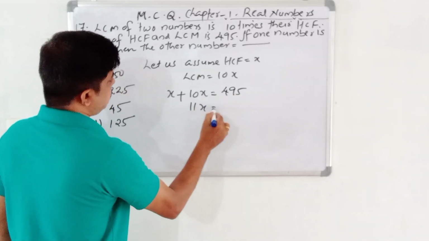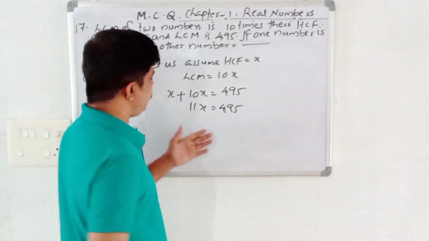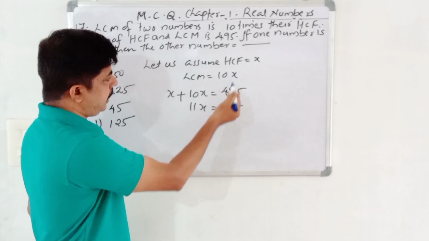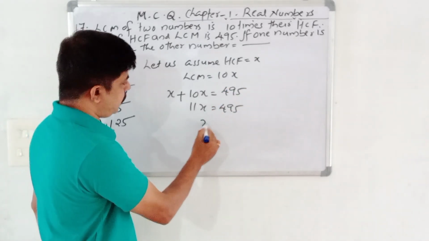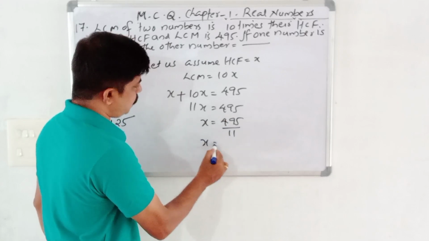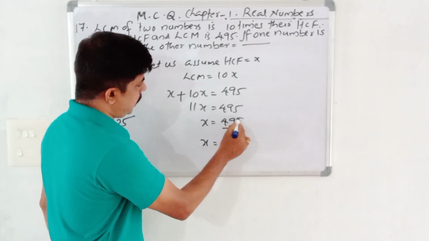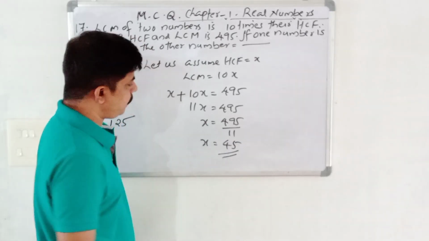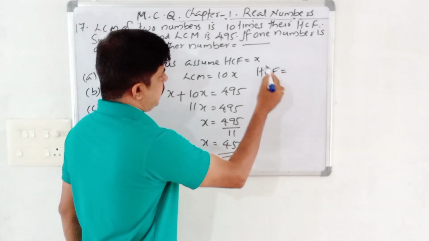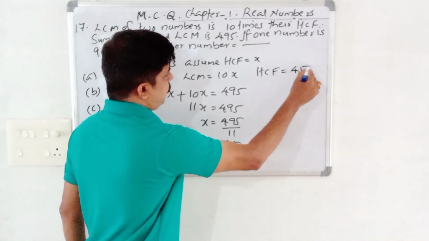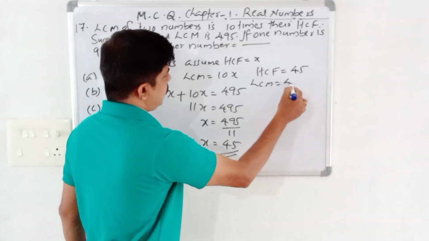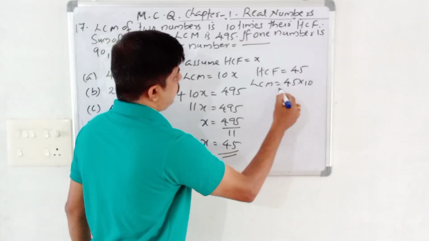Therefore, 11x is equal to 495. We need to find the value of x, and then we will get the HCF and the LCM values. Therefore, x is equal to 495 by 11. We have x equal to 45, since 11 fours are 44 and 55, 5 times. Therefore, the HCF is 45 and the LCM is 10 times x, which is 45 into 10, so we have 450.